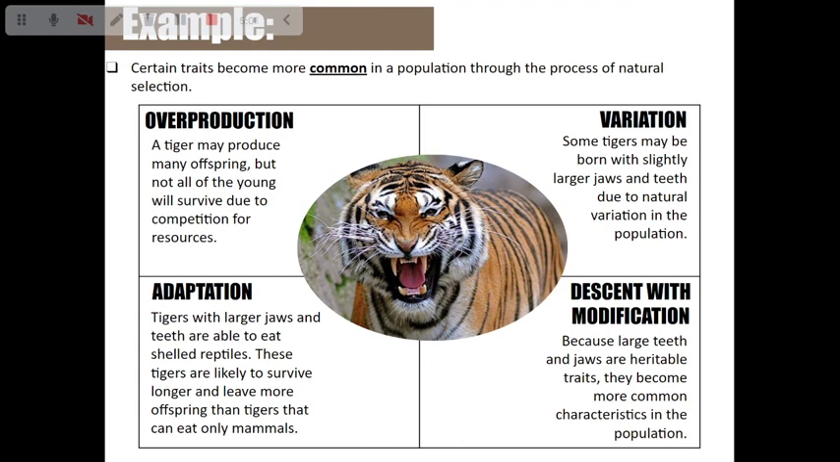All right, let's move down to the bottom left for adaptation. Tigers with larger jaws and teeth are able to eat shelled reptiles. So these tigers are more likely to survive longer and leave more offspring than tigers that can only eat mammals. Let's move to the bottom right with descent with modification. Because large teeth and jaws are heritable traits, they become more common characteristics in the population. So, that's how all four of these characteristics can tie together for a species.